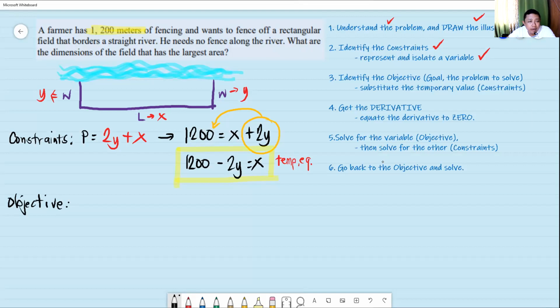What is our objective? Let's continue. A farmer has 1,200 meters of fencing. The river side is not to be fenced, because fencing it would just be a waste of money. So, here it is. What are the dimensions of the field that has the largest area?